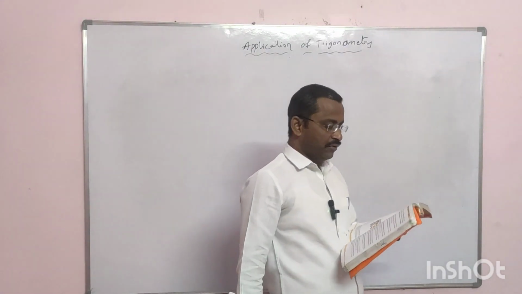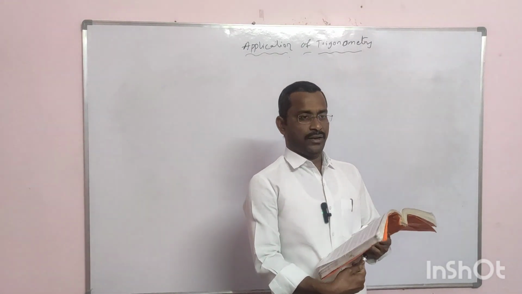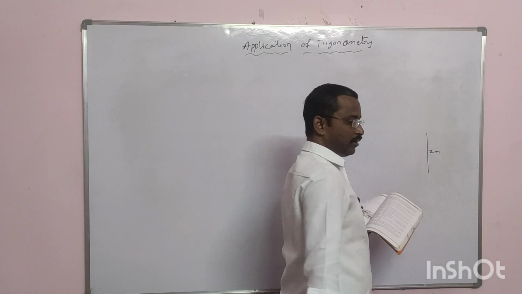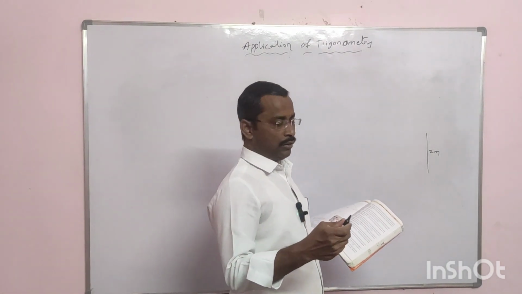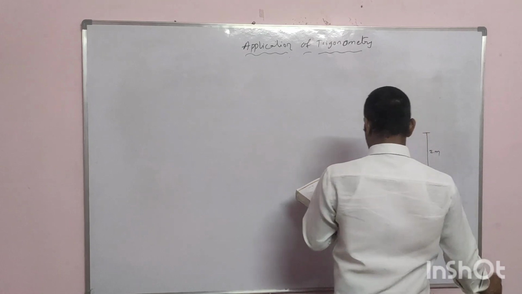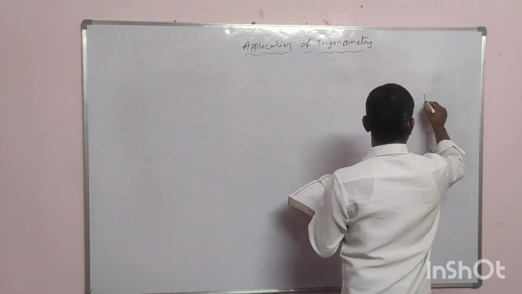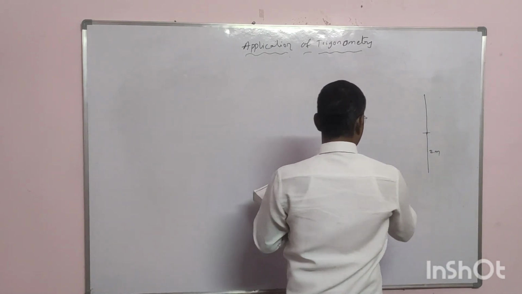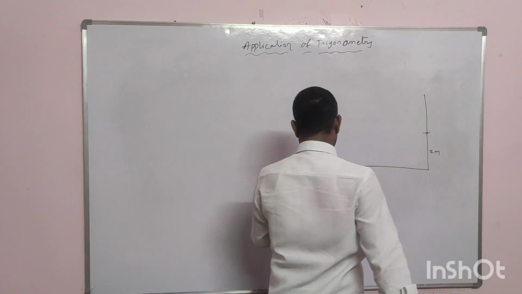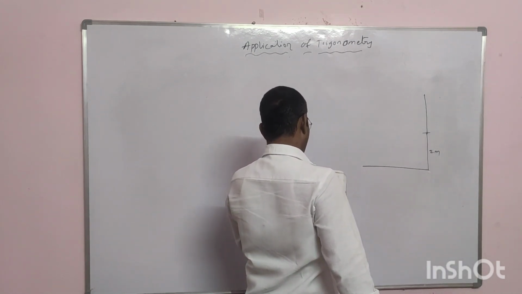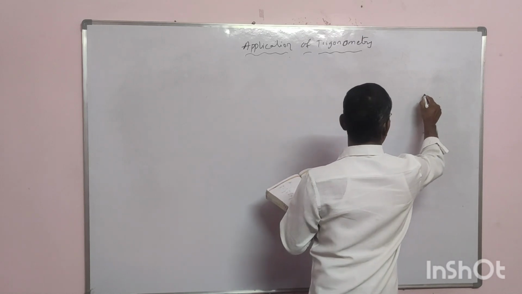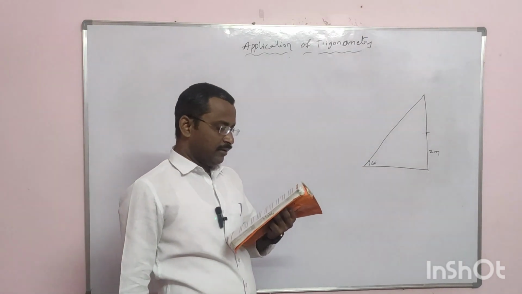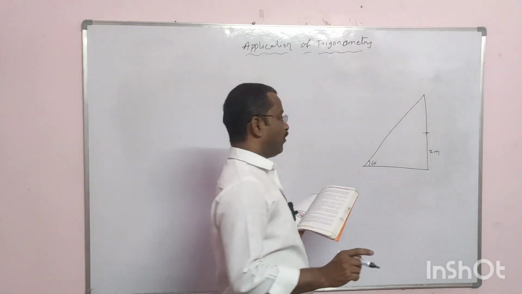A statue stands on the top of a 2-meter tall pedestal. That means let's take the stand. This is your pedestal. How much is it? 2 meters. Pedestal is the stand, the pole. On this, there is a statue. From a point on the ground, let's say this is your ground, the angle of elevation of the top of the statue is 60 degrees. Next, the angle of elevation of the top of the pedestal is 45 degrees.